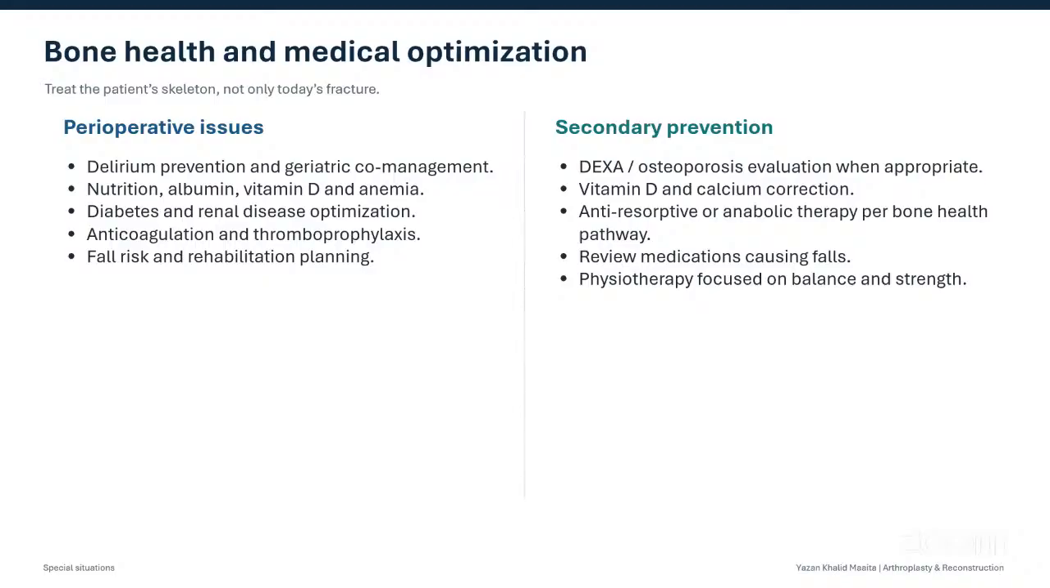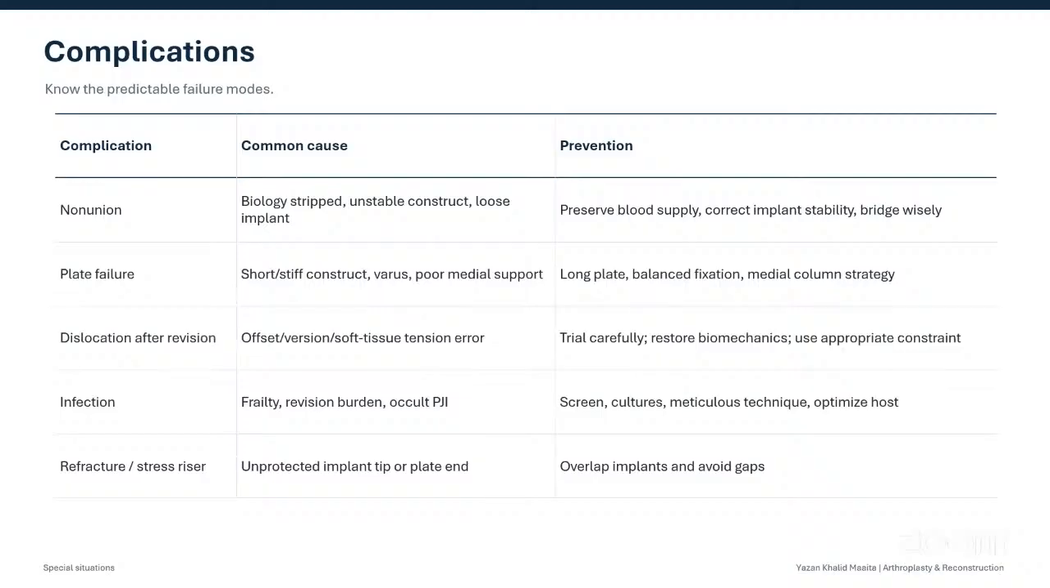For secondary prevention, do a DEXA scan and osteoporosis evaluation when appropriate, and give a good medication based on the DEXA scan, antiresorptive and anabolic therapy per the bone health pathway. Review the medical causes of the fall. Complications you have to predict, as well as the failure modes. The complications could be non-union, plate failure, dislocation after revision, infection, and refracture or stress riser.